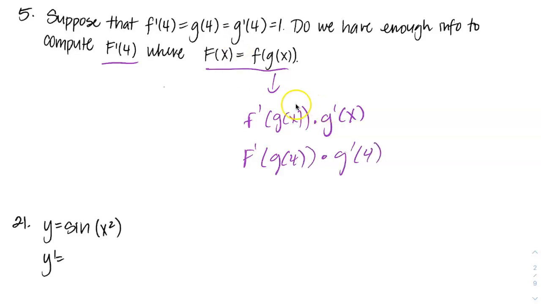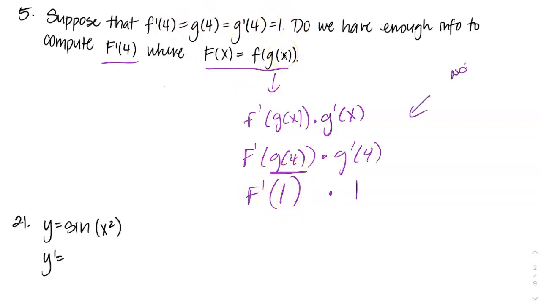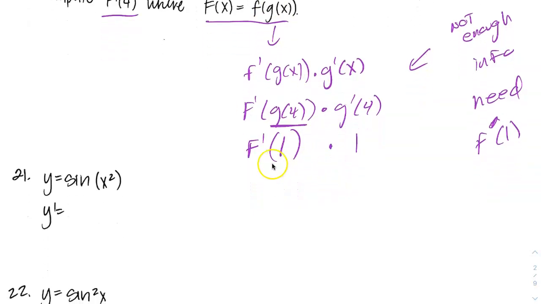Now do we have everything we need to find out what this is? So I need g prime of 4. I do. That's 1. Do I have g of 4? I do. That's 1. Now keep in mind that's the inside of this. There's still the f prime on the outside. So I get down to here, and now I need f prime of 1, which we don't have anywhere. So we actually don't have enough info. Not enough info. Need f prime of 1. So that's how that goes.